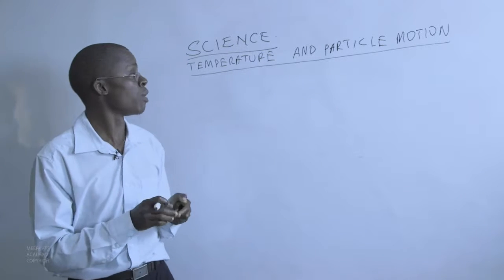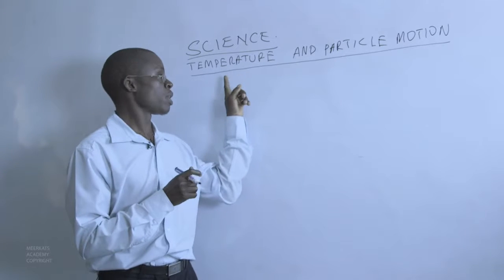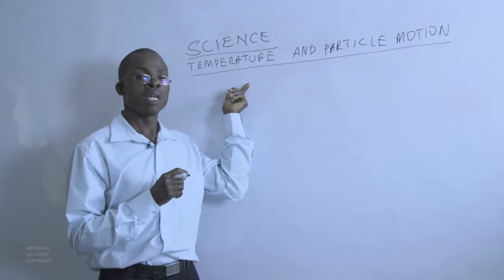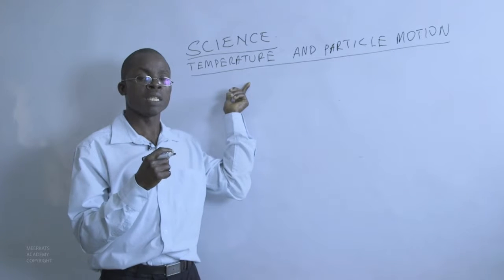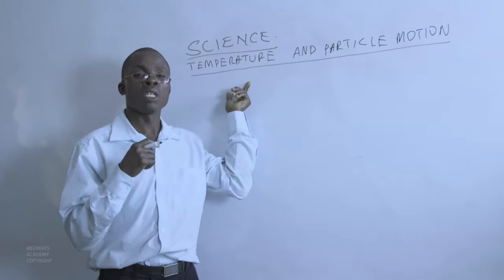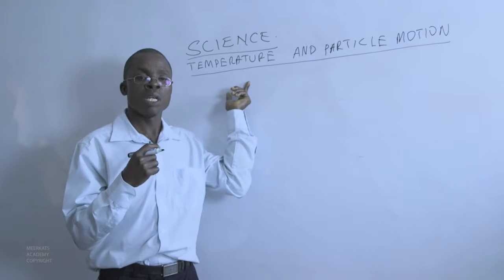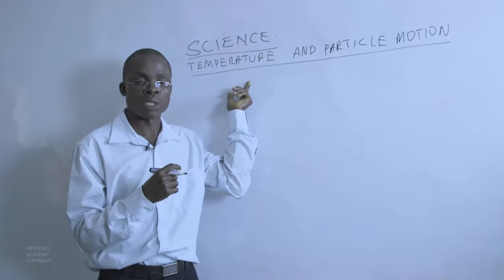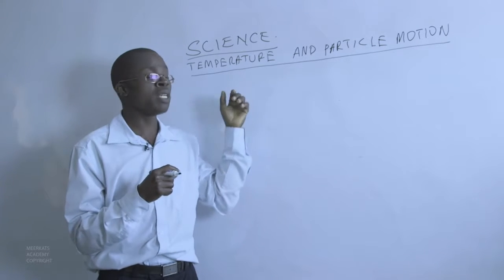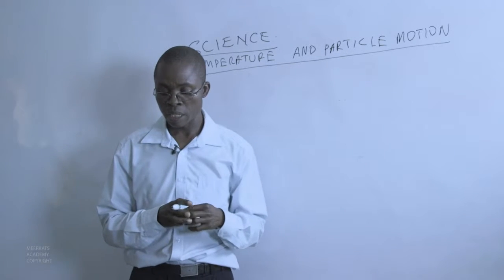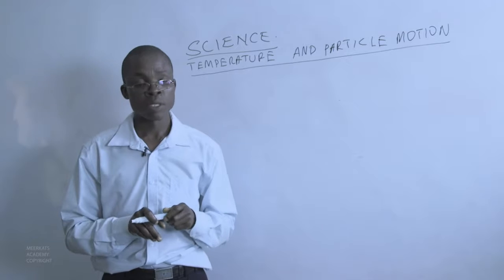So what are we seeing? We are seeing two things here. Temperature can be used to determine the amount of kinetic energy in a particle, but can also be used to determine the amount of speed, how fast a particle moves. This particle can be in either of the three states of matter, as we have already discussed earlier.